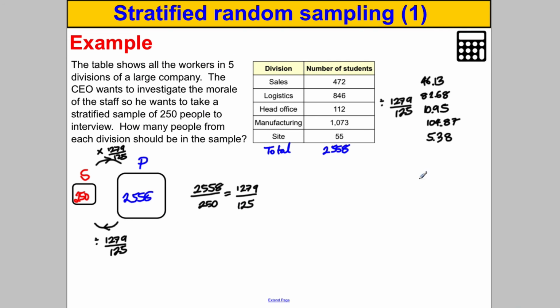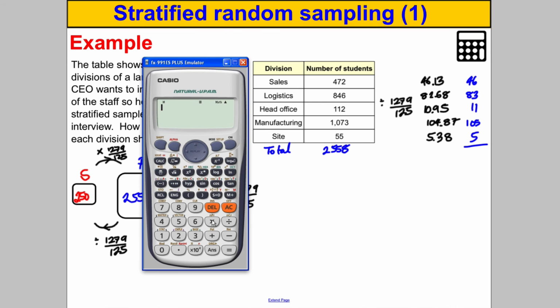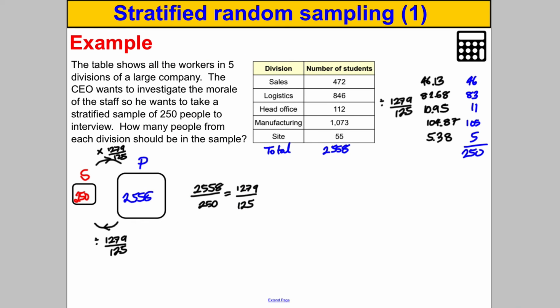Now obviously I need to round after all this because I can't have decimals of people, so I'm going to round each of these. Let's round that down to 46, let's round that up to 83, this one up to 11, this one up to 105, and this one down to 5. Now before I go on, I've got to check they add up to the 250 I want in my sample, otherwise I'm going to have to make an adjustment to one of them. And hey presto, 250, spot on, they are my numbers in my sample. And I'm done. Right, next one.